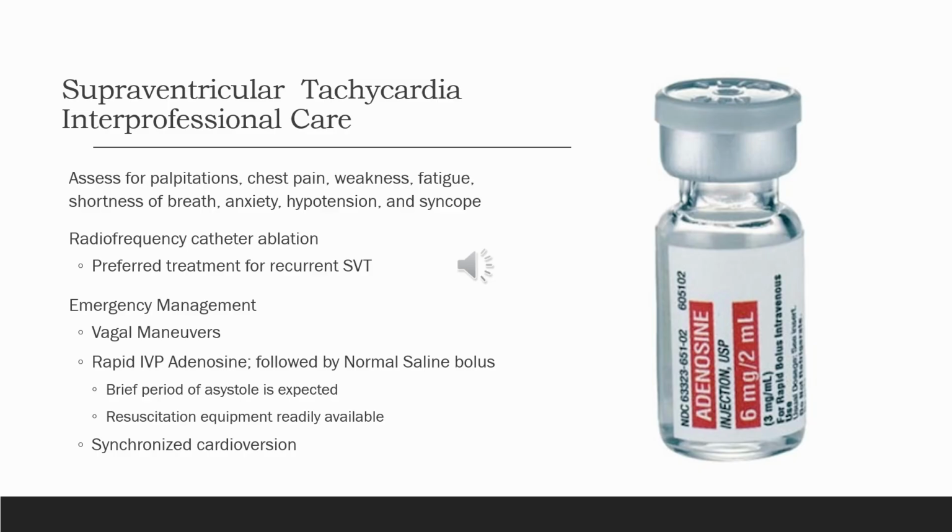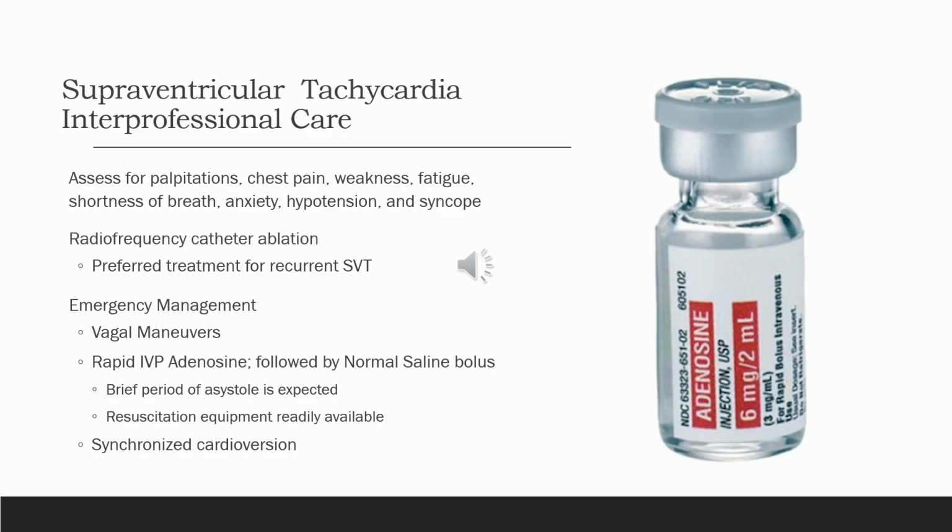If SVT resolves on its own, no intervention is typically going to be needed beyond removing whatever triggered it, such as caffeine, stress, or stimulants. However, if the rhythm does persist, then we move toward active management. For patients who have recurrent SVT, meaning that they have it several times, the preferred long-term treatment is going to be radiofrequency catheter ablation. This procedure targets and eliminates the abnormal conduction pathway that is causing the dysrhythmia so that we can prevent future episodes.